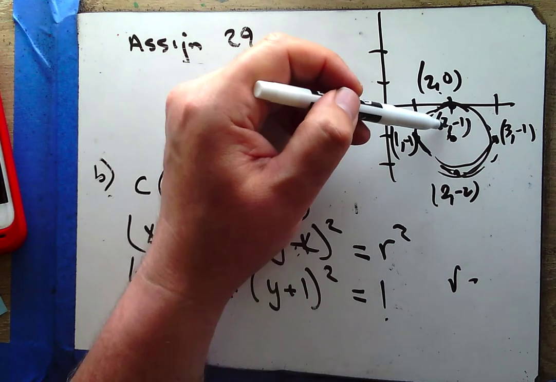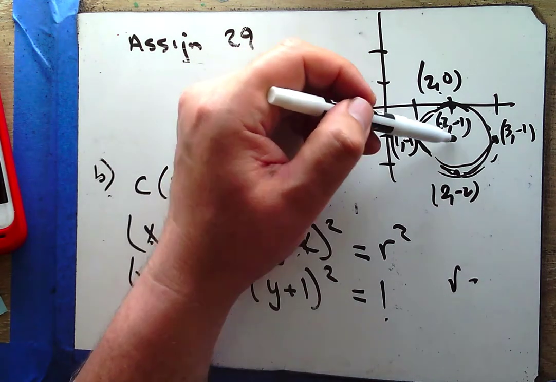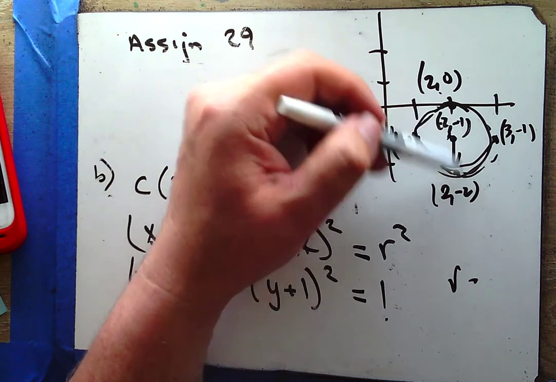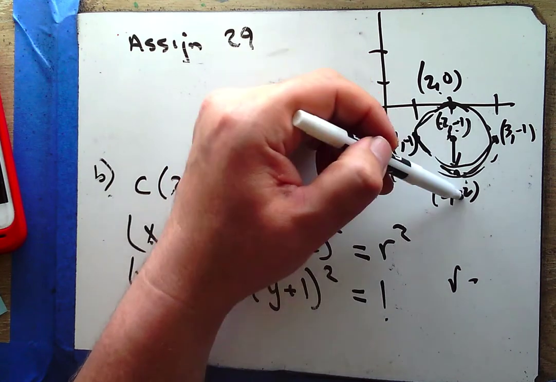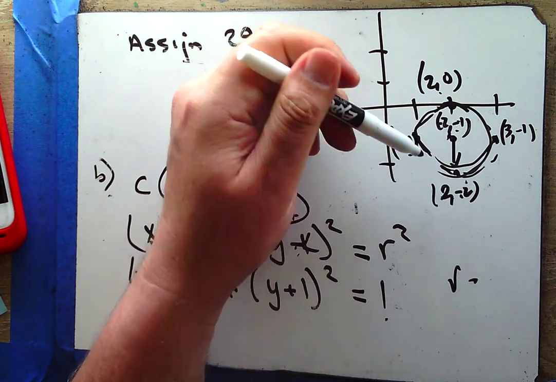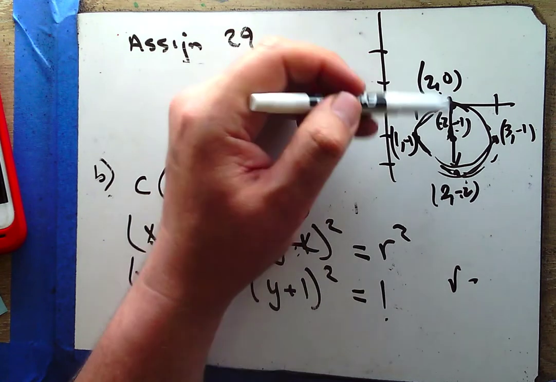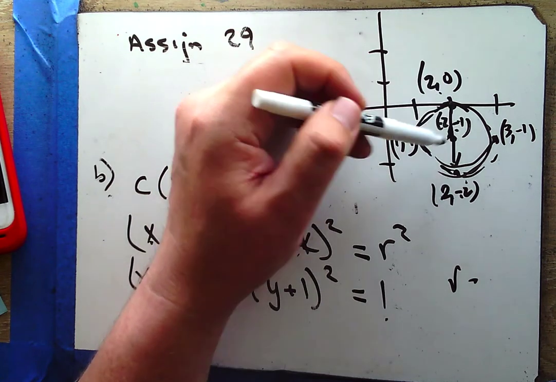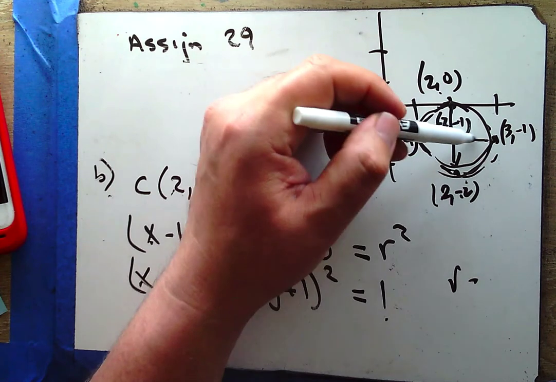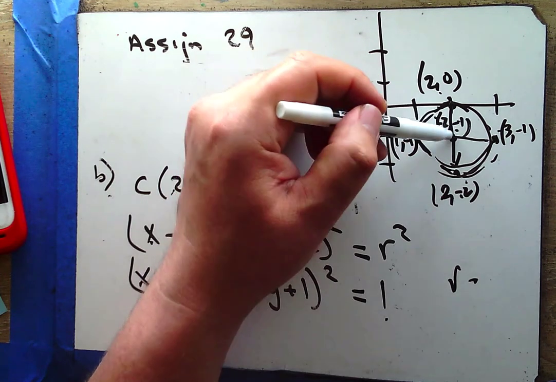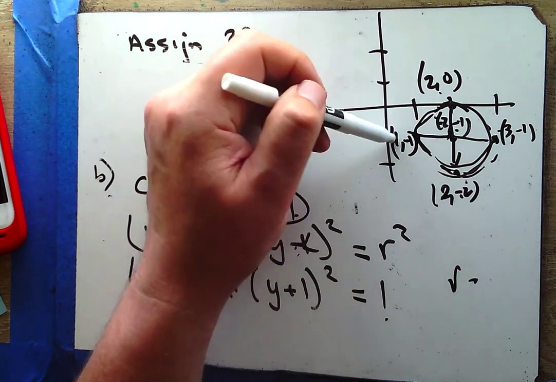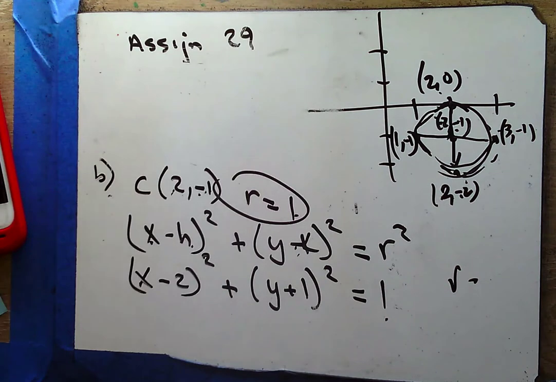Well, if this point is 2, negative 1, then for this point down here, I went down 1, so this went down by 1, but the x values didn't change. To get to this one, I'm going to add 1 to this y value. To get this one, I'm going to add 1 to this x value. And to get this one, I'm going to subtract 1 from this x value. All right.